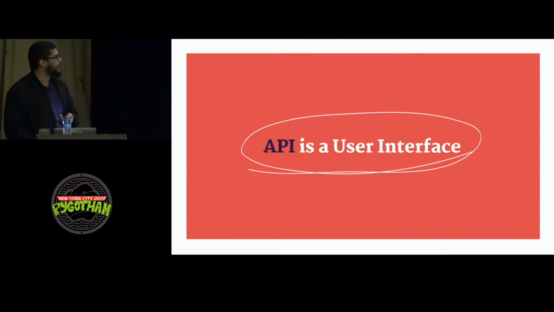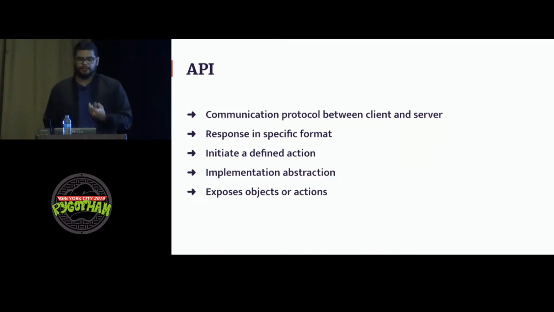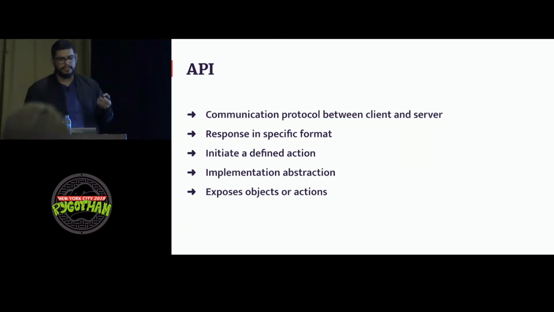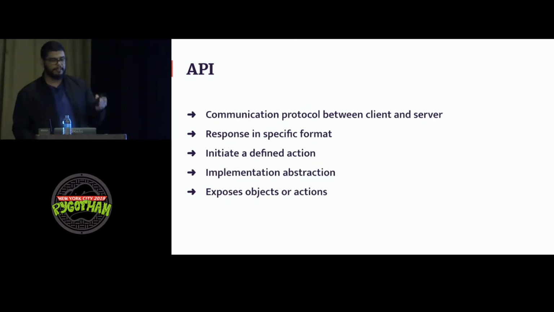So, API. API stands for Application Programming Interface. It's a communication protocol between a client and a server, and when it's called, it can return a response in a specific format or initiate a defined action. API simplifies programming by abstracting implementation and only exposing objects or actions that the user, that the developer, needs.